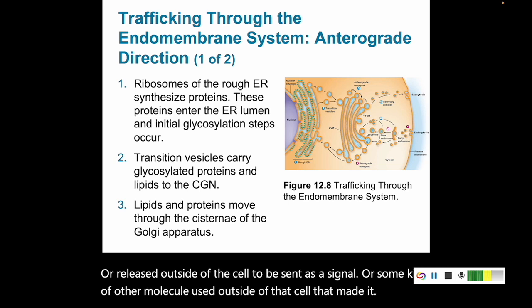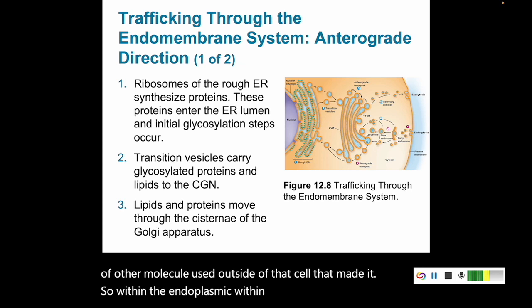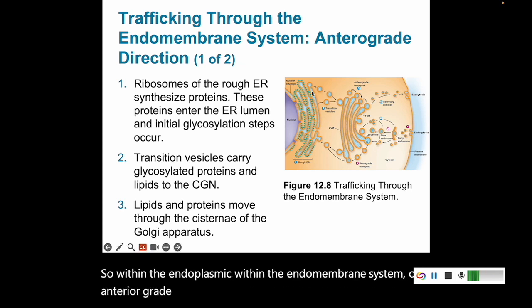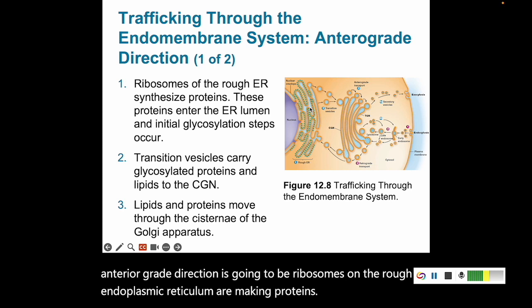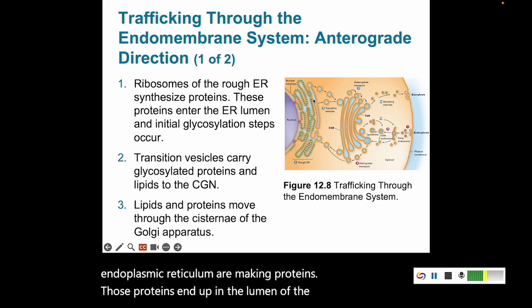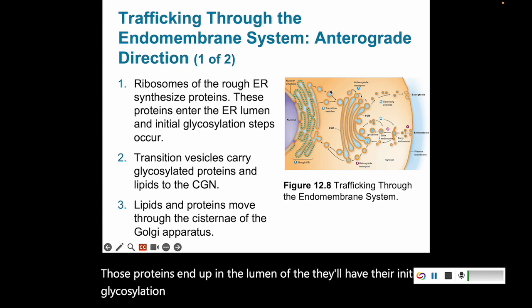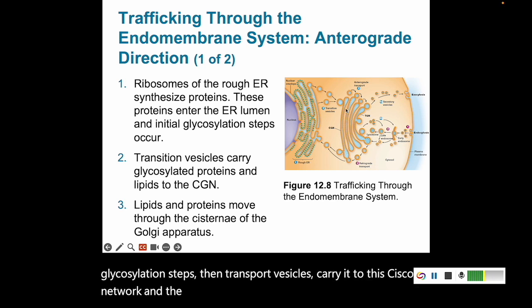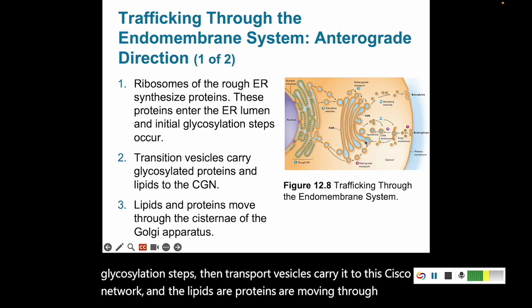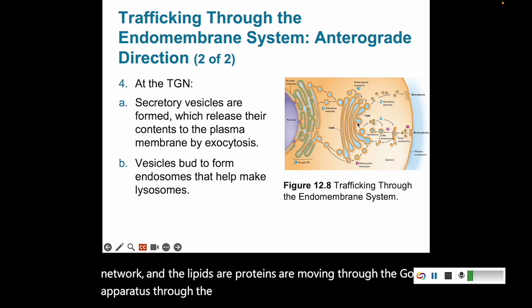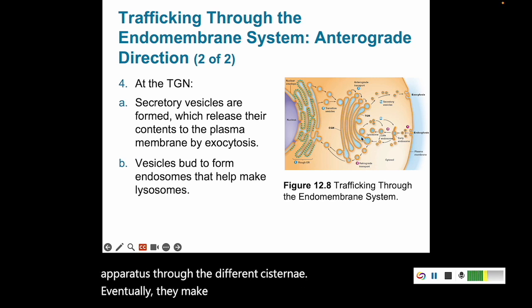So within the endomembrane system, our anterograde direction is going to be ribosomes on the rough endoplasmic reticulum making proteins. Those proteins end up in the lumen of the ER. They'll have their initial glycosylation steps. Then transport vesicles carry it to the cis-Golgi network. And the lipids or proteins are moving through the Golgi apparatus, through the different cisternae. Eventually, they make it to the trans-Golgi network.